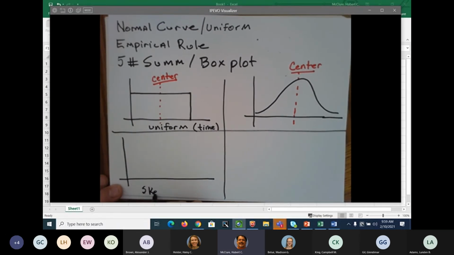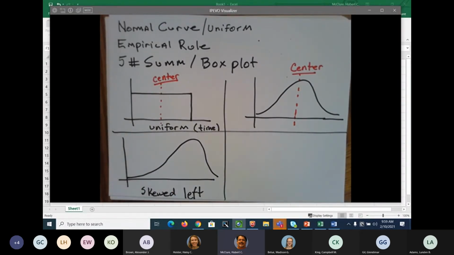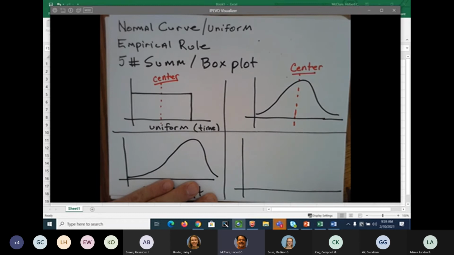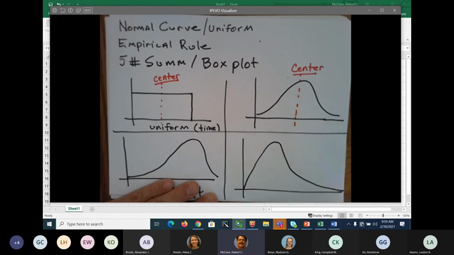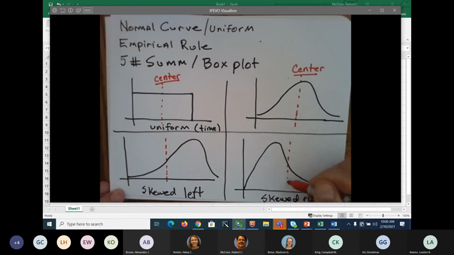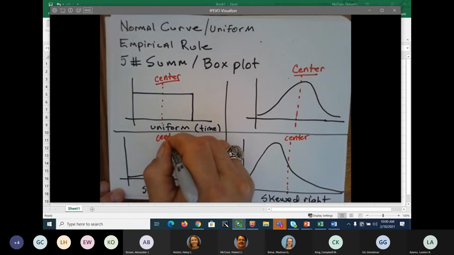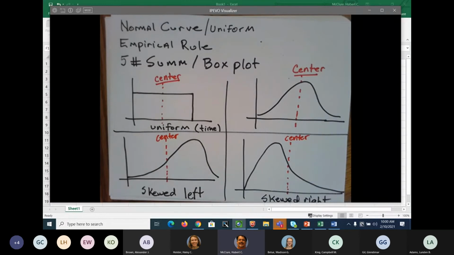Skewed left is when all the data is on the right. Skewed right is when all the data is on the left. Okay, so you got examples.